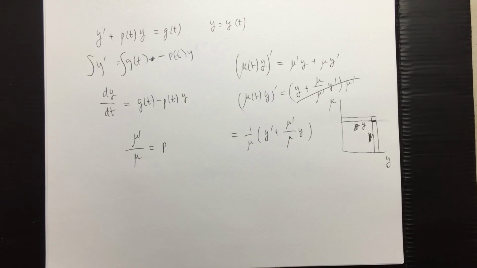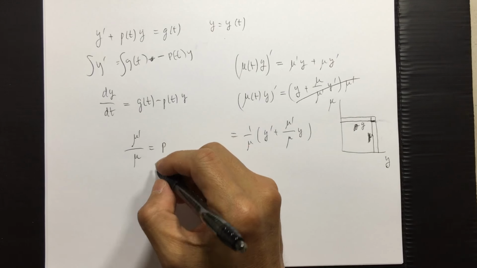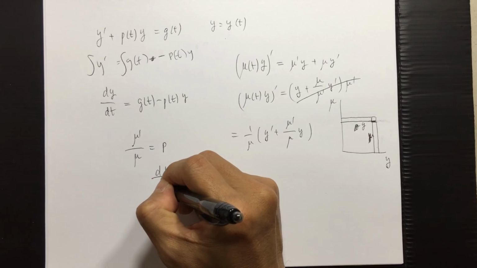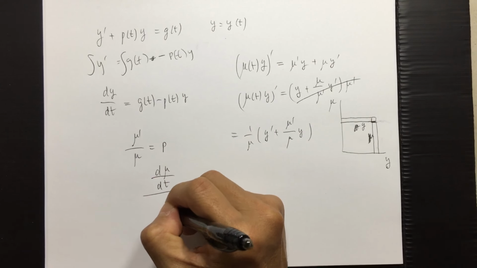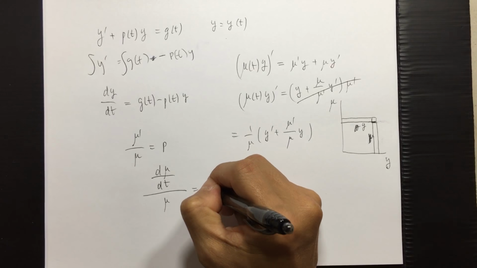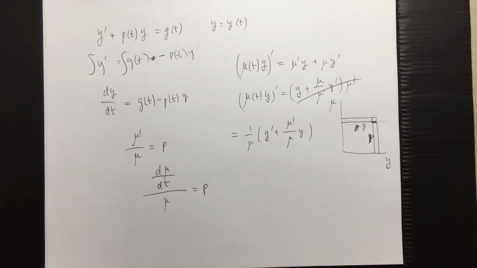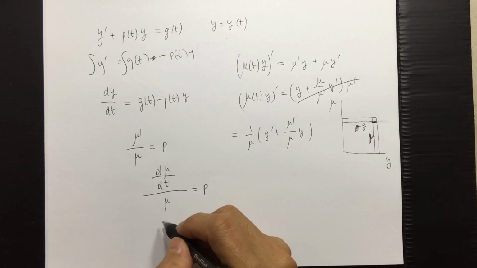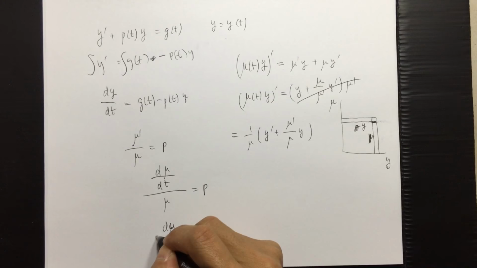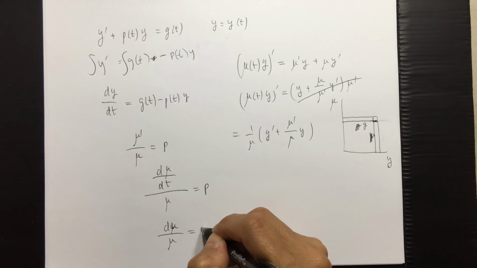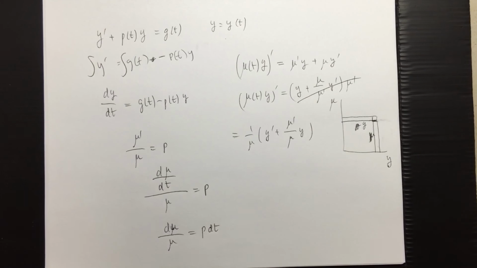This is d mu. I'm gonna write a few more steps just so you don't get confused. All of these are functions of t. I'm just writing this up. The next step I'm gonna do d mu, p dt.